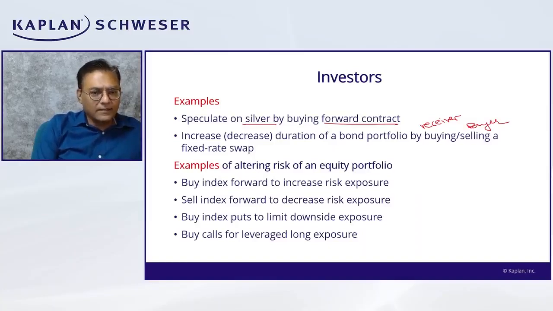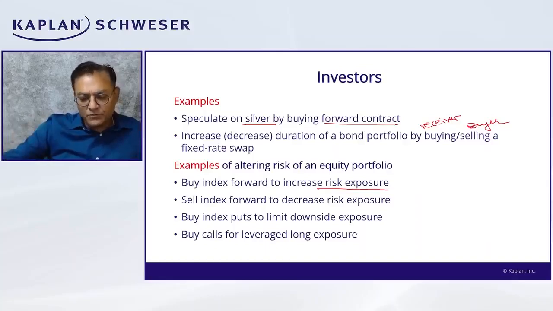Examples of altering the risk of an equity portfolio. You buy an index forward to simply increase the risk exposure. You don't have exposure to equity. You don't want to sell your bonds in your portfolio, take the money out and then convert it into equity. Why? Because maybe there is a transaction cost. There are potential tax liabilities. So you don't want to disrupt your existing portfolio. You can synthetically move from bonds to equity by entering into an index forward contract. Or you can do it in a variety of ways. One of them is an index forward contract.